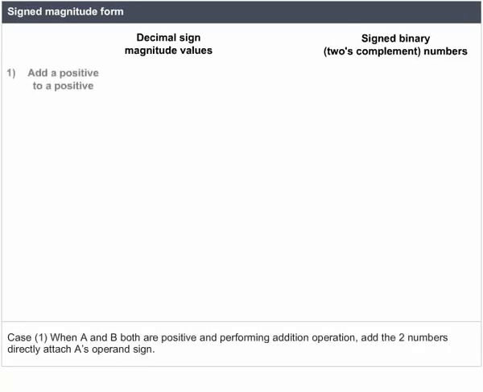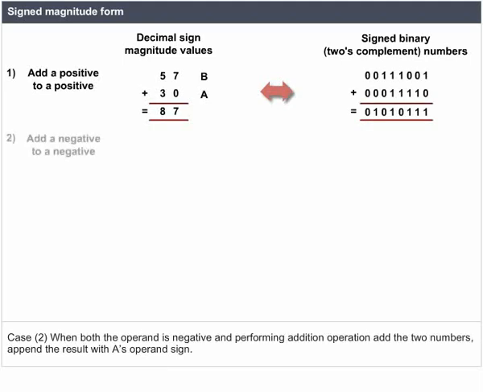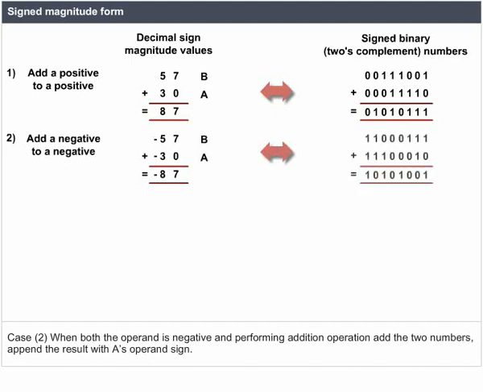Case 1. When A and B both are positive and performing addition operation, add the two numbers directly, attach A's operand sign. Case number 2. When both the operands are negative and performing addition operation, add the two numbers, append the result with A's operand sign.